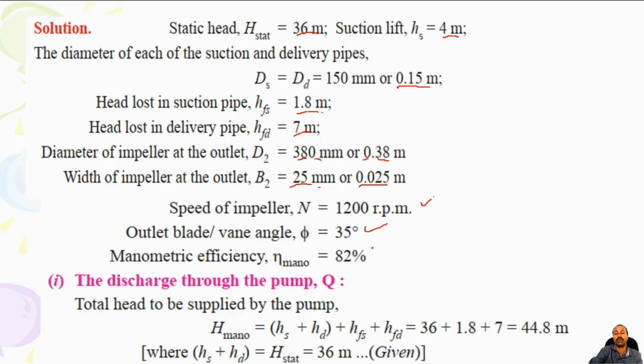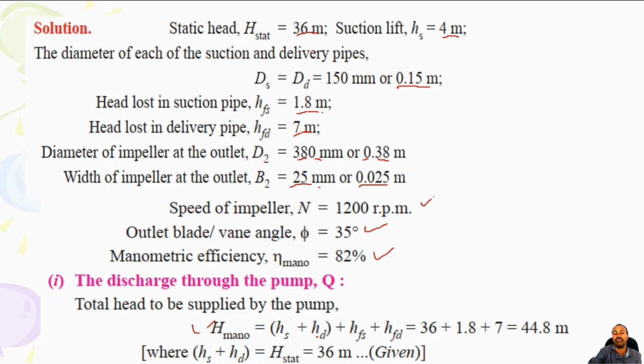This is the angle. So I will show you the velocity diagram. Manometric efficiency is this one. Then the discharge through the pump already. First, we have to compute the manometric head. So the manometric head is this one.